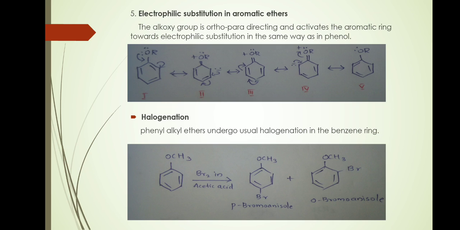In halogenation, phenyl alkyl ethers undergo the usual halogenation in the benzene ring. For example, anisole undergoes bromination with bromine in acetic acid even in the absence of iron bromide catalyst. We get para-bromoanisole and ortho-bromoanisole in this reaction. Here, para-bromoanisole is the major product and ortho-bromoanisole is the minor product. The para isomer is obtained in 90% yield.